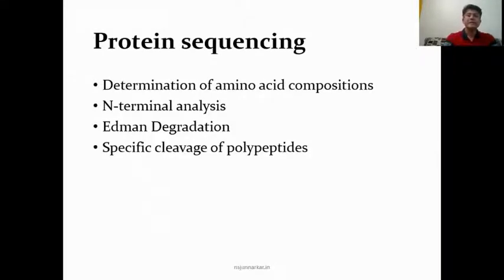Protein sequencing. Determination of amino acid composition can be done, or N-terminal amino acid analysis can be done.